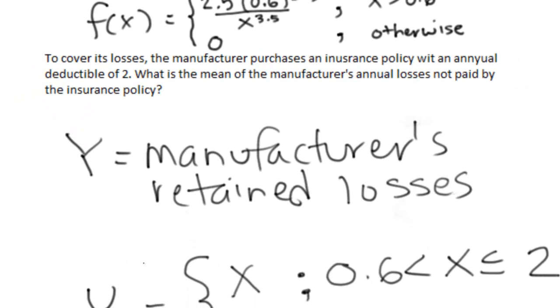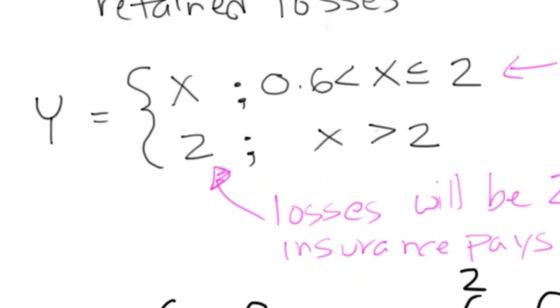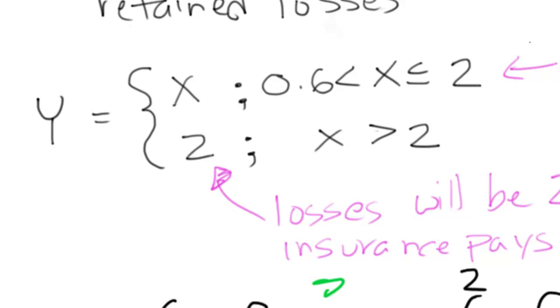So let's identify a random variable. I'm going to let y equal the manufacturer's retained losses. That is the losses that are not covered by insurance. So that means that y is going to equal x if the losses are between 0.6 and 2, and this is the amount of losses that the insurance will not cover because the deductible is 2. And the losses that the manufacturer will incur if the losses are above 2 is just 2.